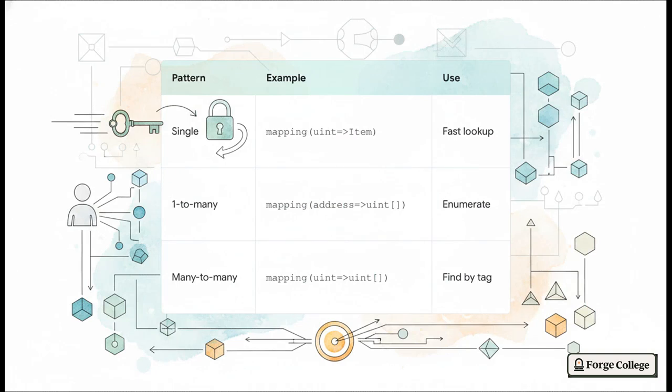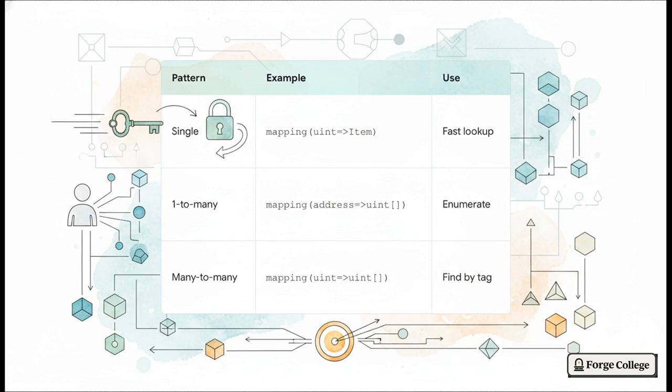These are the three main mapping patterns you're going to use. First up, the single record by ID pattern. This is where you map a unique integer ID to an item struct for lightning-fast lookups. Next, we have the one-to-many index. You'd map a user's address to an array of their item IDs, basically to enumerate everything they own.